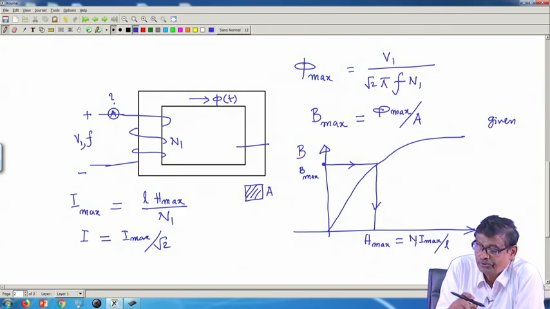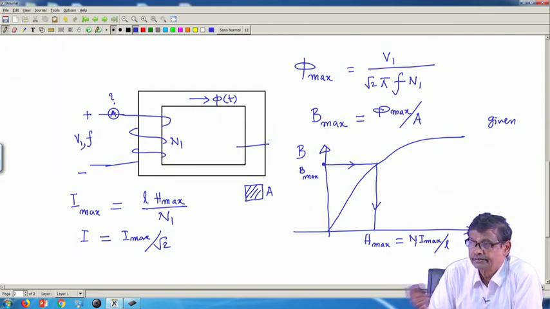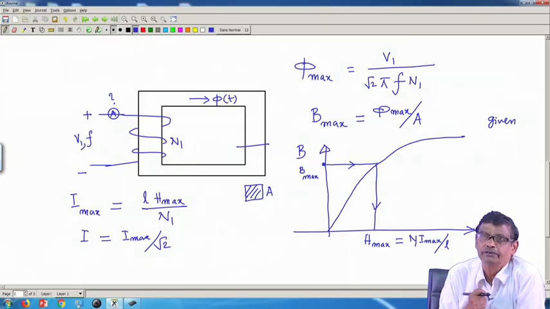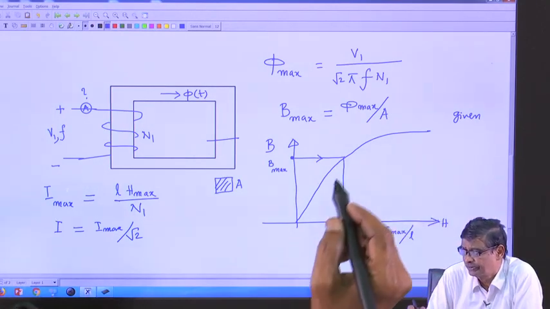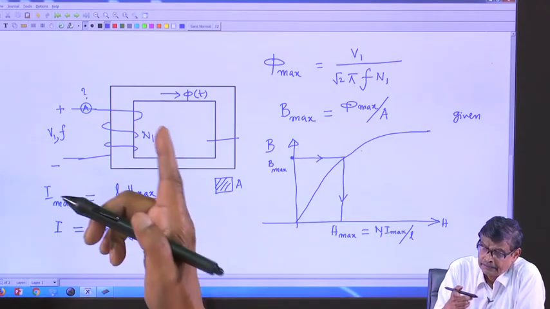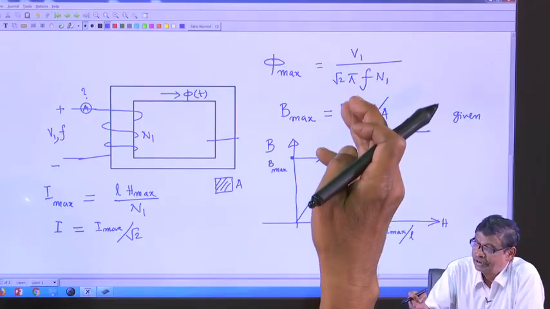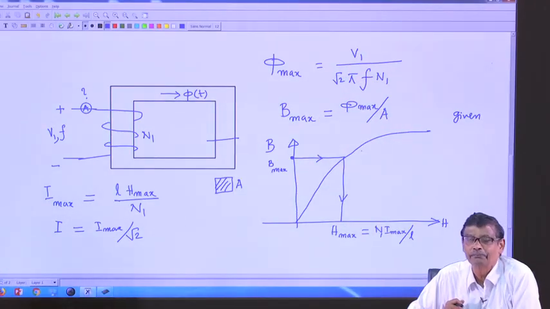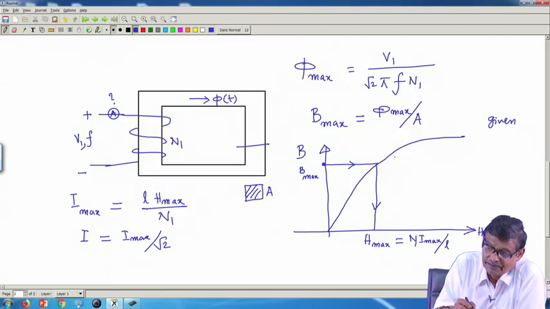and this coil is wound on a magnetic material whose BH characteristic is like this. This is known to you, I hope, from magnetic circuit analysis. This portion is the saturation zone, it is initially linear, things like that. But the moment you apply a known voltage and frequency, the peak value of the flux gets fixed, and I am asking you what is the current drawn.